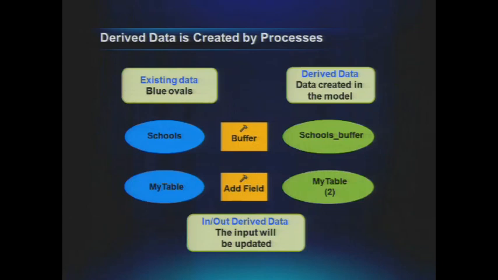You have a couple of different types of little ovals on your model. The existing data are the blue ovals. These are the things that I already had in my map or sitting on disk, and I can drag them in. And then on the other side, you have the derived data. This is the data that's going to be output, and these are the green ovals on the model.